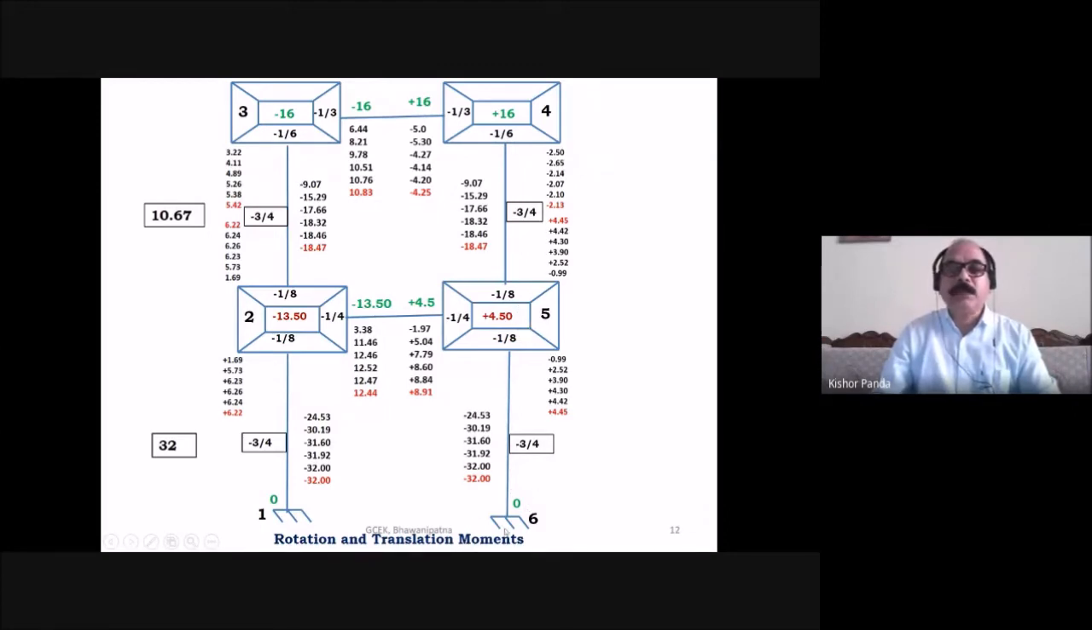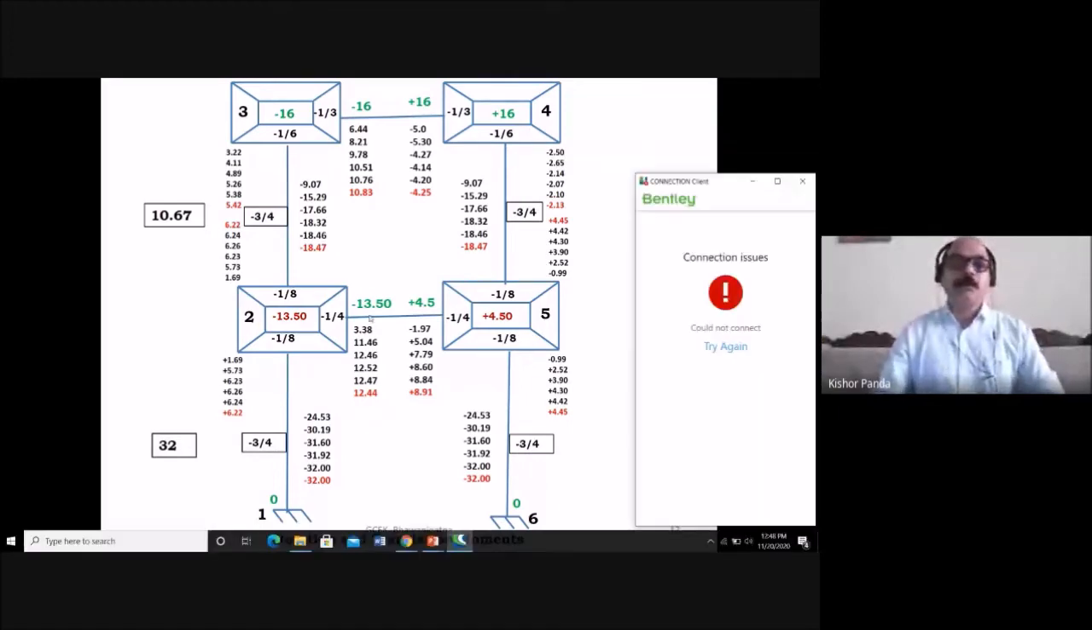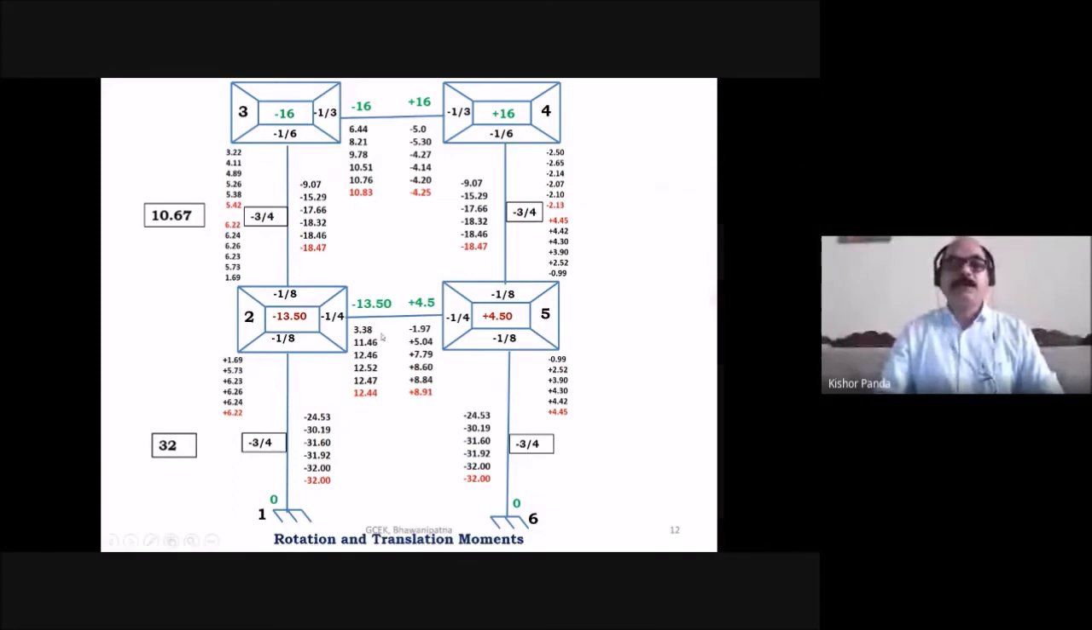So here you see this side is fixed. So you have to assume the far end rotation moment is 0 here. And this side also you have to assume the far end rotation moment is 0. But this side you got 3.38, because at joint 5, how many members meet? 5 2, 5 4, and 5 6. So 5 6 means at 6 this is fixed. So here the far end rotation moment is 0. Assume here the far end rotation moment is 0. But this side you have to take the far end rotation moment as 3.38.